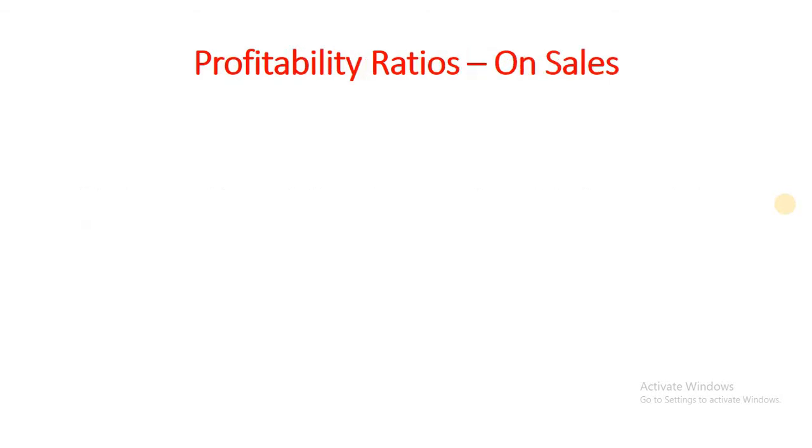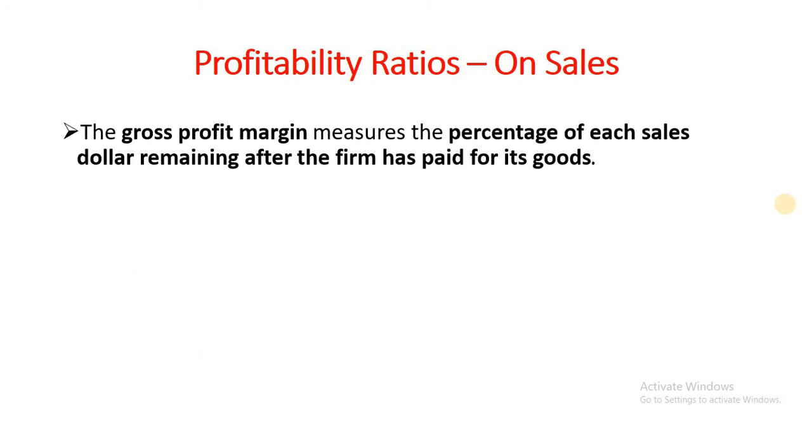We can apply profitability ratios based on the sales of the business. One of the ratios which is based on sales is gross profit margin. It is simply the percentage of each sales dollar remaining after the firm has paid for its goods. We know that gross profit means sales minus cost of goods sold. So gross profit margin measures what percentage of profit the firm is receiving on its sales after deducting cost of goods sold from the sales.